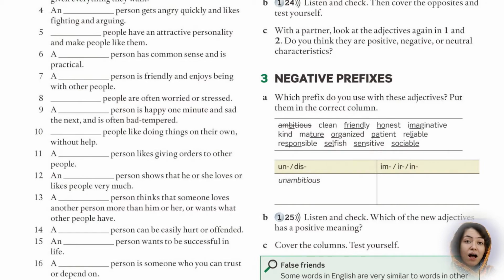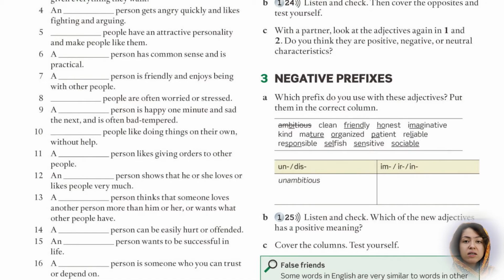Kind, unkind. Mature means fully grown, adult. The opposite of that is childish, immature. Double M, immature. Organized means tidy, and the opposite of that is disorganized. Patient means tolerant, a person who can tolerate difficult situations. And impatient, a person who cannot tolerate difficult situations.